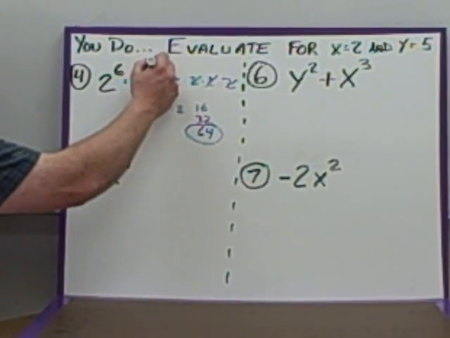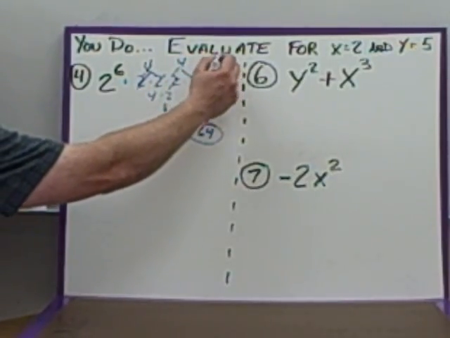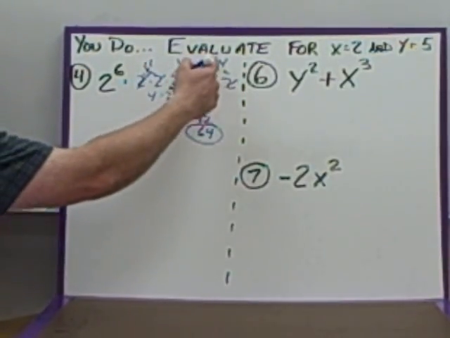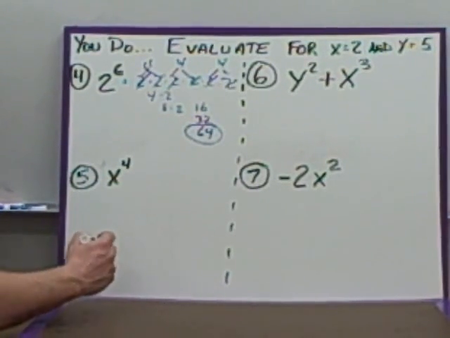I could also do every 2 times 2 is 4. 4 times 4 is 16. 16 times 4 will give me the 64. So I can look at it that way to help me get the answer a little quicker there.